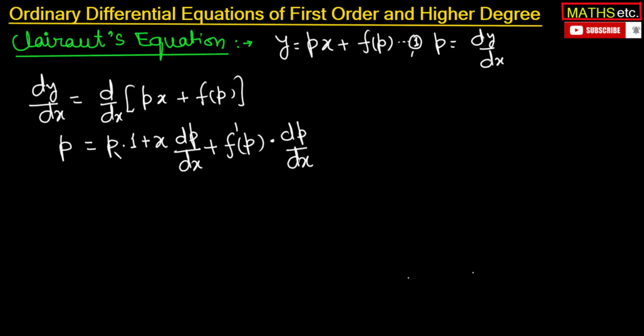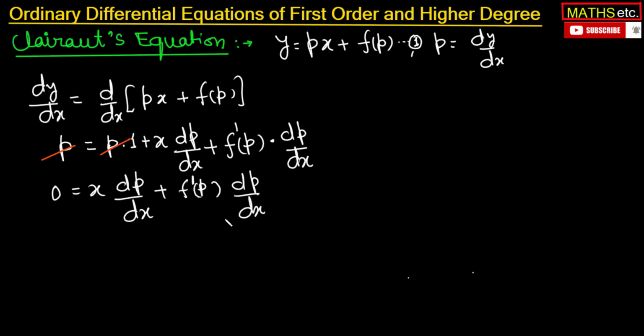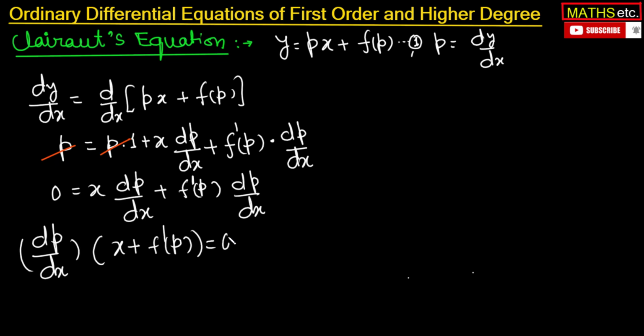So p into 1 is p and this one is p, so they will cancel out. So this equation becomes 0 equals x dp over dx plus f dash p, a function of p, and this is dp over dx. In these two terms, we are having dp by dx as common. Okay, so we're writing the right hand side on the left hand side. So we have dp over dx as the first factor, and the second factor will be x plus f dash p equals 0.